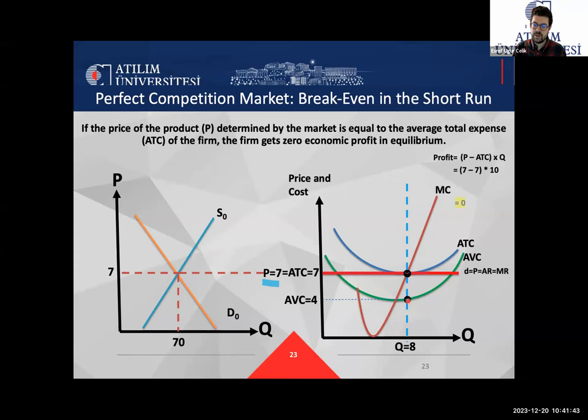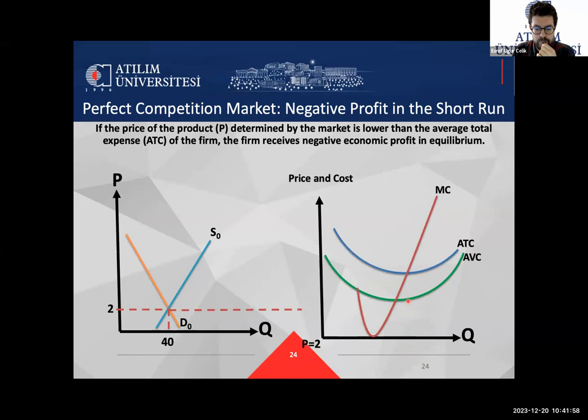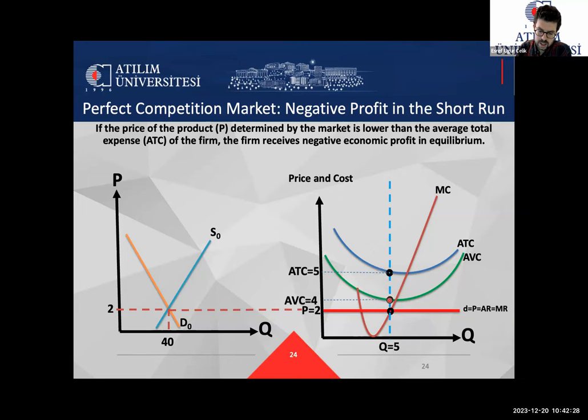And let's talk about when profit is negative. That is the example of that. Firstly, we find the marginal cost and marginal revenue intersection. Then draw the direct line. The below part shows the quantity. The intersection point of the direct line and average total cost gives the average total cost. The intersection point of the direct line and average variable cost gives the average variable cost.